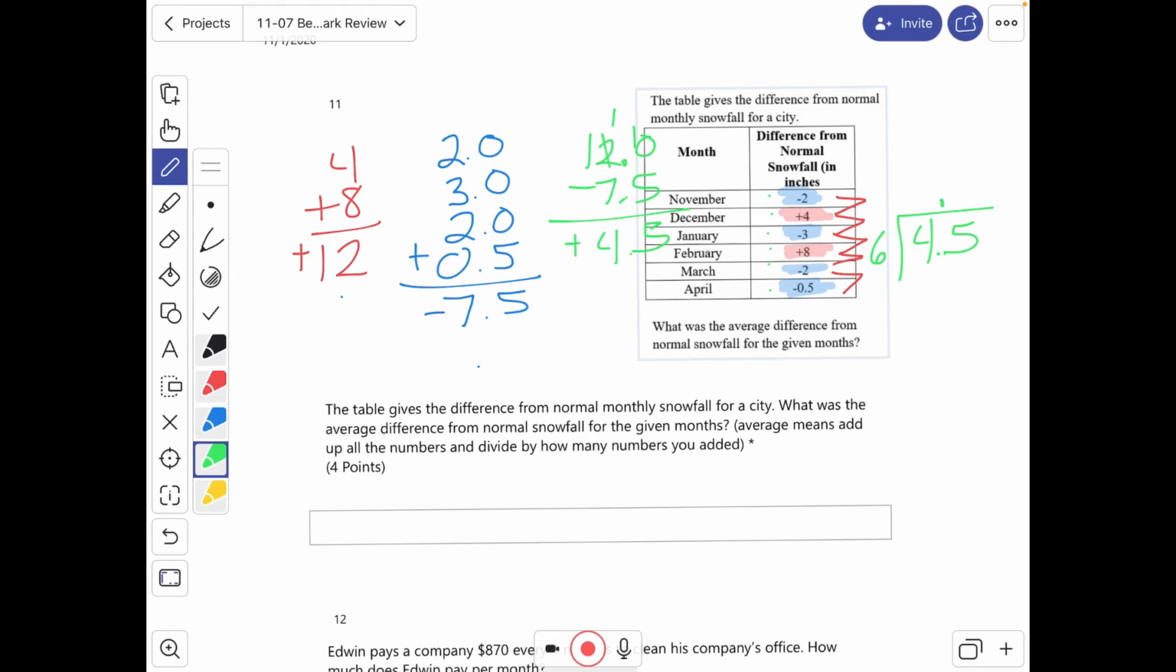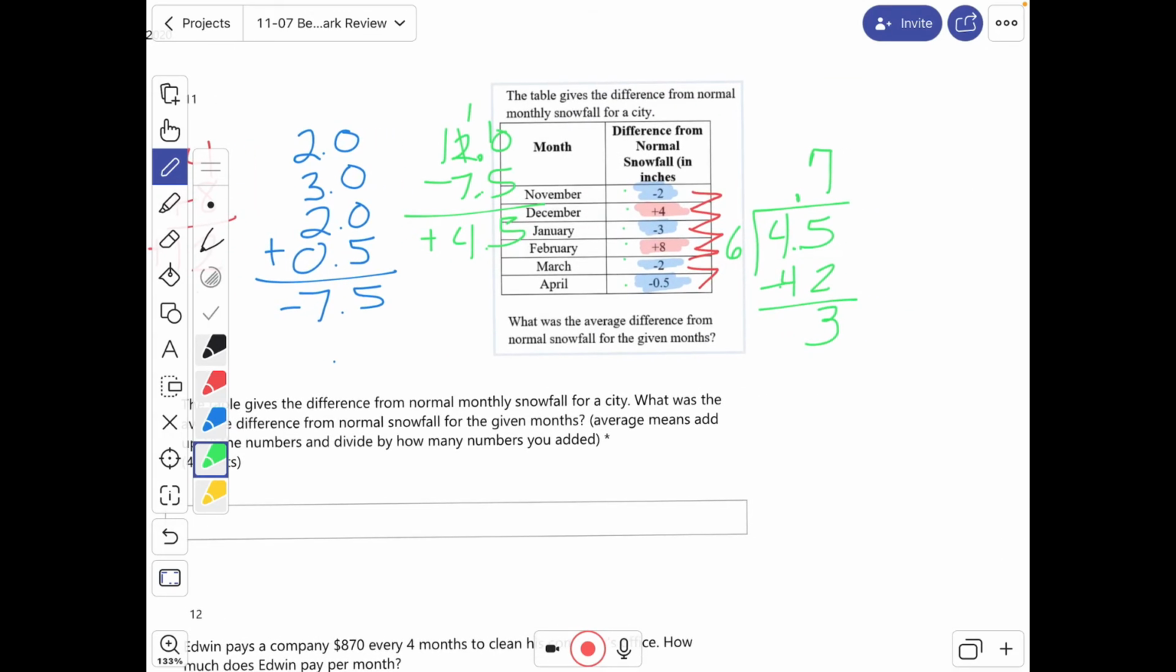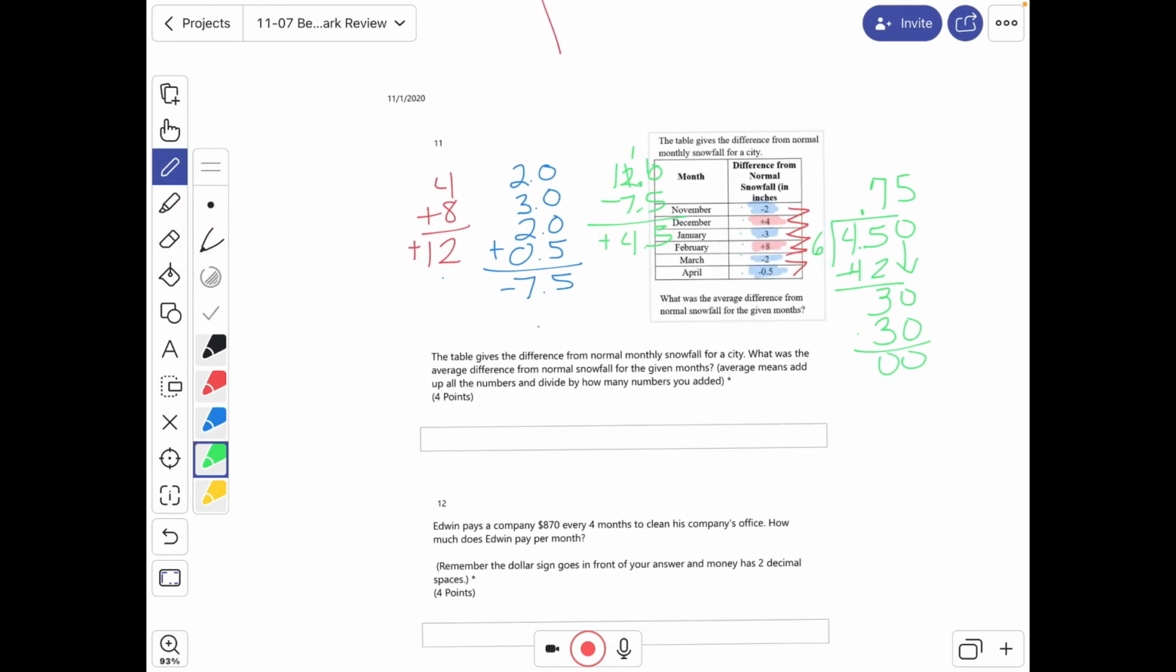Remember the decimals right there. So 6 goes into 45 7 times, because 7 times 6 is 42. Subtract, and we get 3. Put another 0, bring it down. 6 goes into 30 5 times, with nothing left over. So the average difference was 0.75 inches. 0.75 inches.